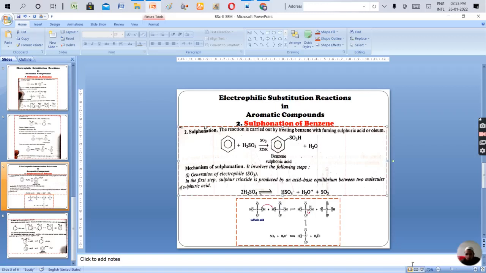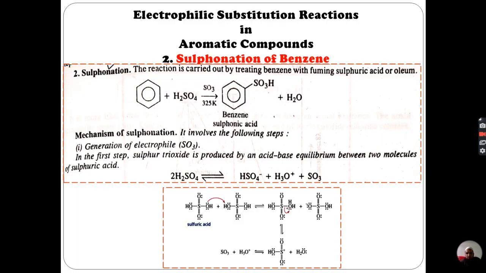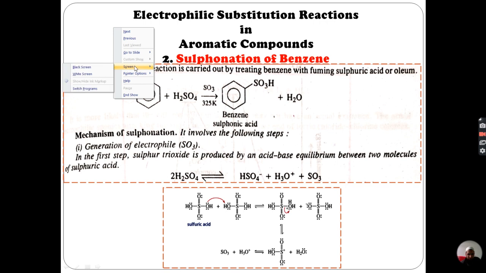Dear students, in today's class we'll be talking about another electrophilic substitution reaction in benzene, that is sulfonation. Okay, so we'll look at the sulfonation. Last class we discussed nitration, so today we'll discuss sulfonation. We will start.